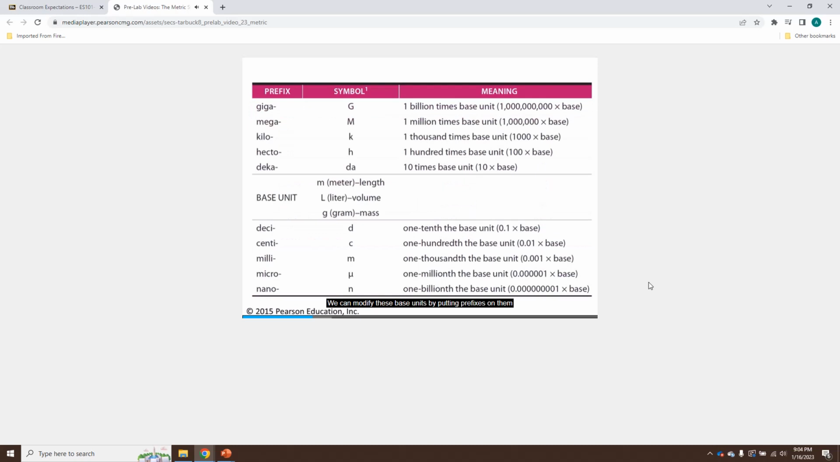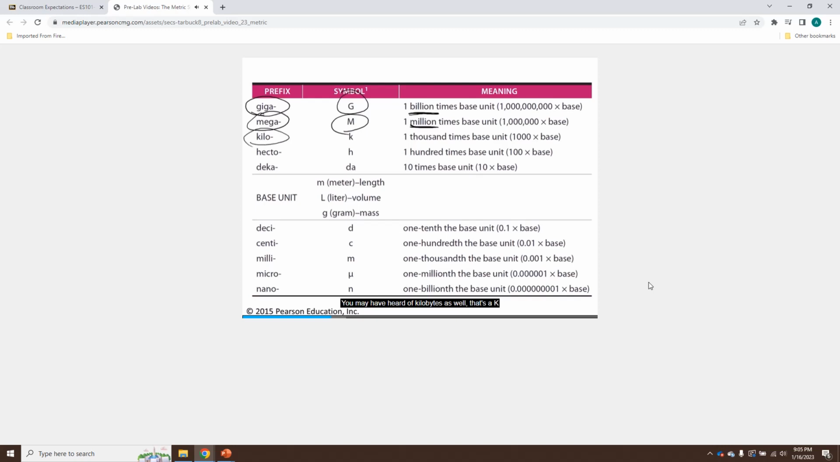We can modify these base units by putting prefixes on them that mean that they are either larger or smaller than the base unit. Many examples of that are shown here on this table. You can see, for instance, that the prefix giga, represented by the symbol G, represents 1 billion times the base unit. And you may be familiar with that if you have a computer and you're used to talking about gigabytes of storage. Or megabytes of storage, that means 1 million times the base unit.